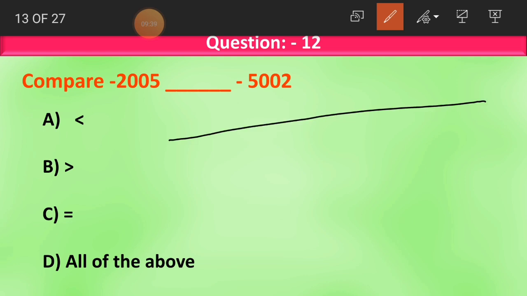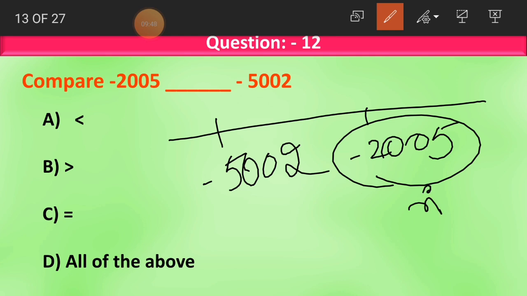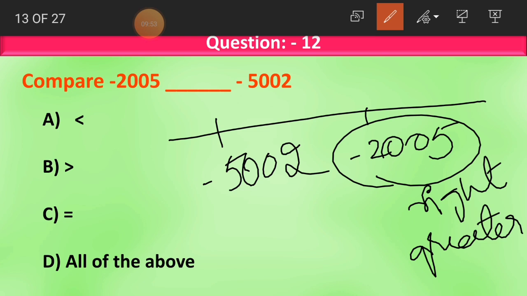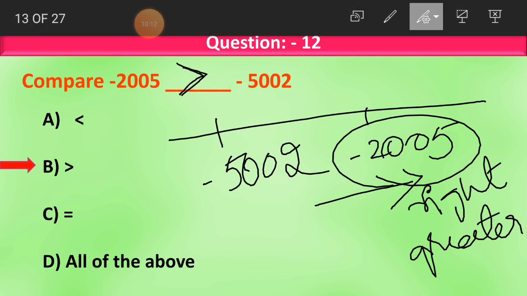Again, when we look on a number line, we have minus 2005 here and minus 5002 comes here, right? Now which is on the right side? Minus 2005 is on the right side. So this will be our greater number. Again, opening the mouth towards minus 2005, which lies on the right side of the number line, which is the greater number here. Now which is the correct option? Option B, greater than. Minus 2005 is greater than minus 5002.